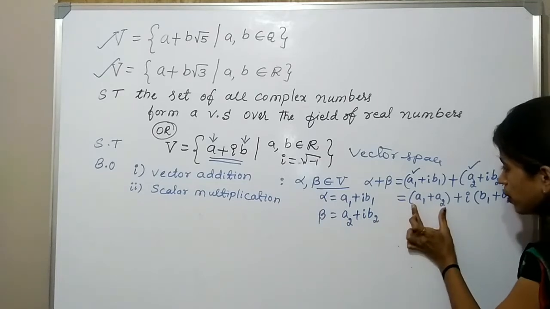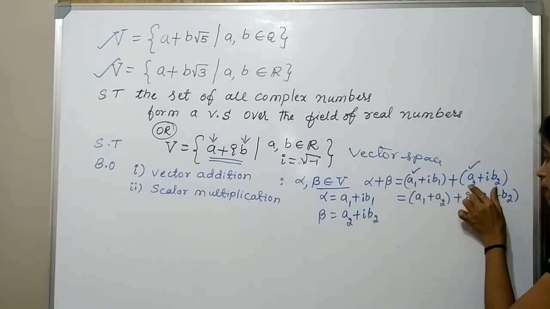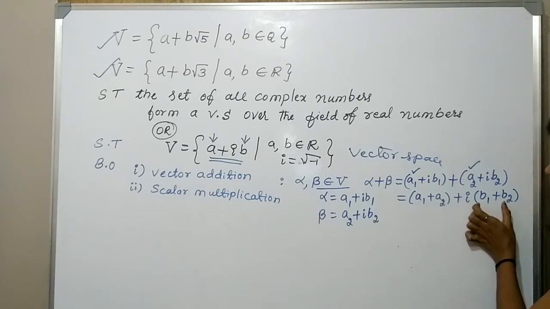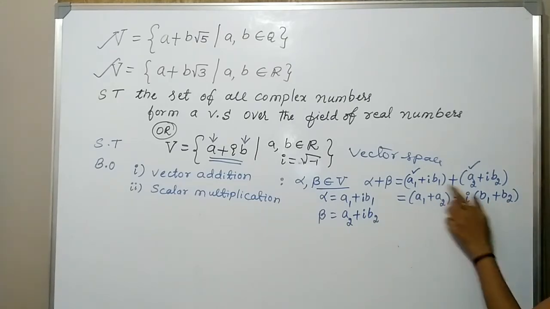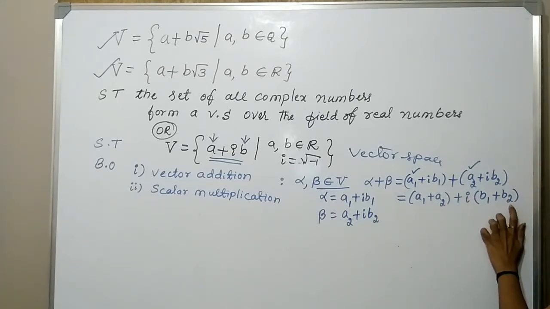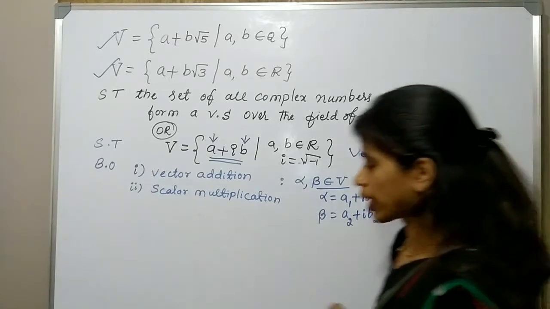So a1 plus a2, that is the real part of the first complex number plus the real part of the second complex number, plus i into the imaginary part of the first complex number, b1, plus the imaginary part of the second complex number, b2. So this is the vector addition.